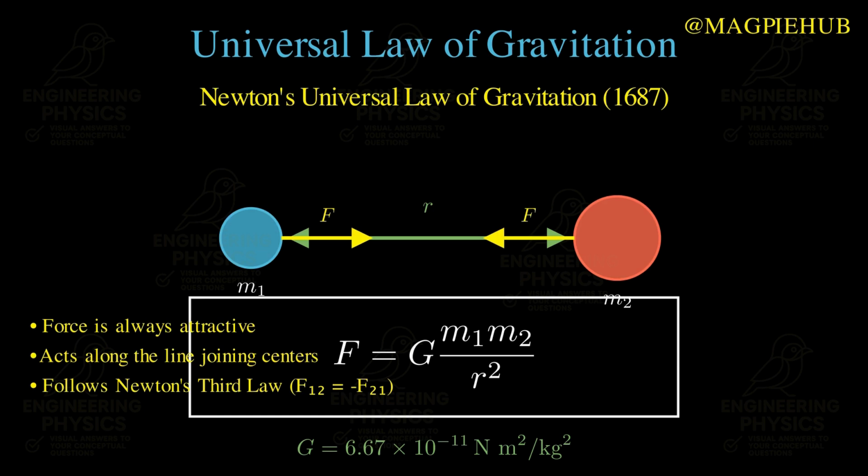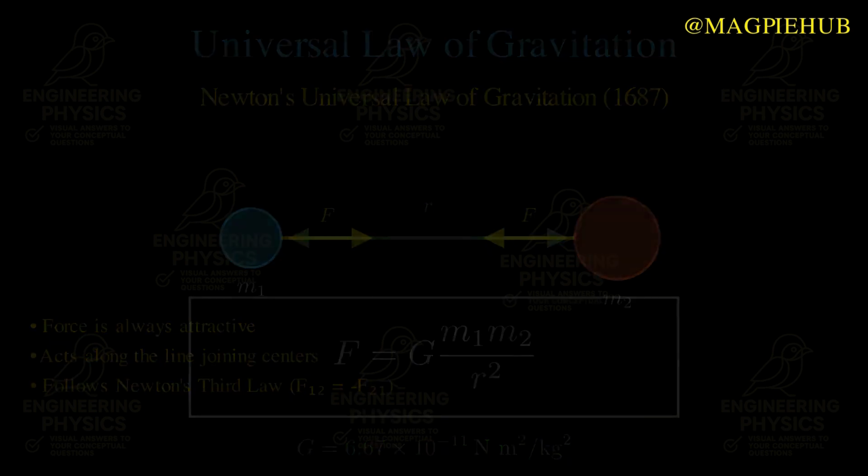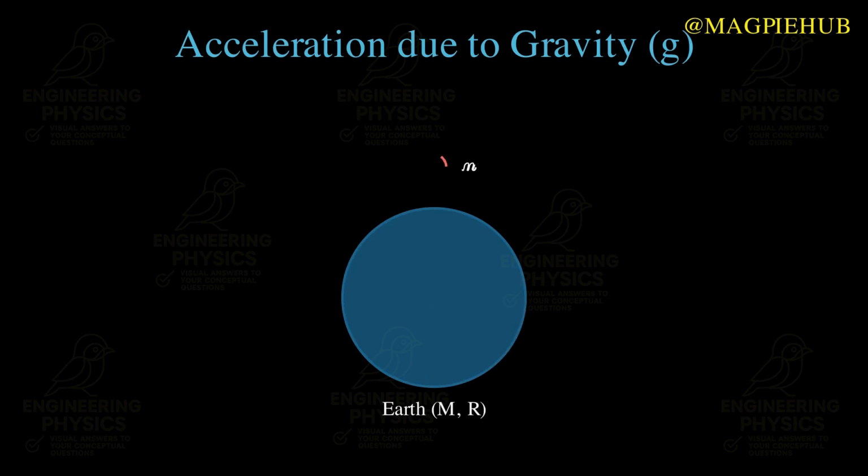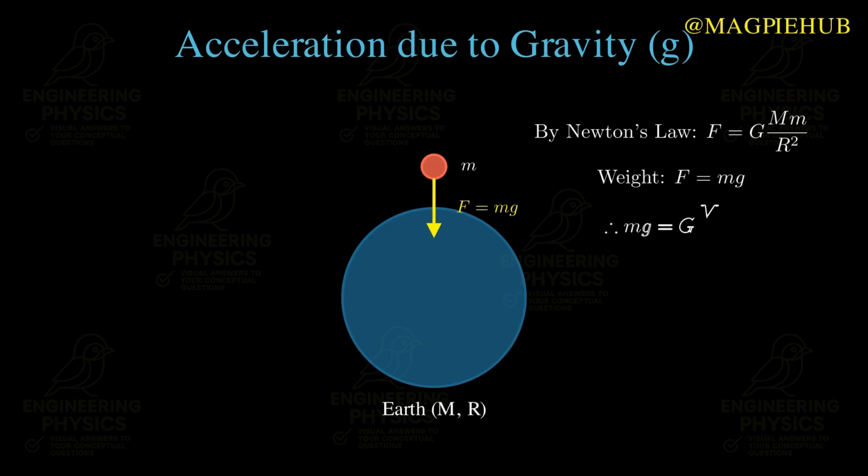Now let's derive acceleration due to gravity, denoted by small g. Consider a mass m at Earth's surface. The gravitational force on it is GMm divided by r squared. But we also know this force equals m times g, the weight of the object. So, mg equals GMm divided by r squared. Cancelling m from both sides, we get the beautiful formula: g equals GM divided by r squared.